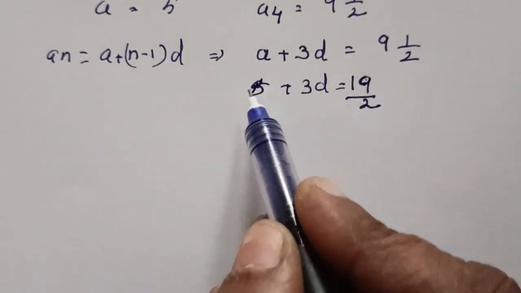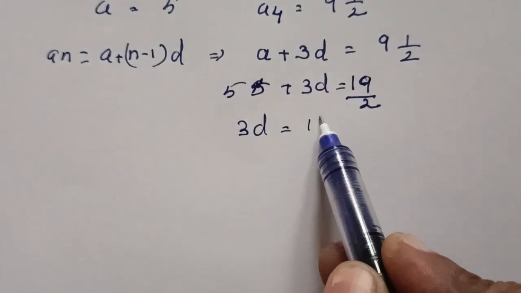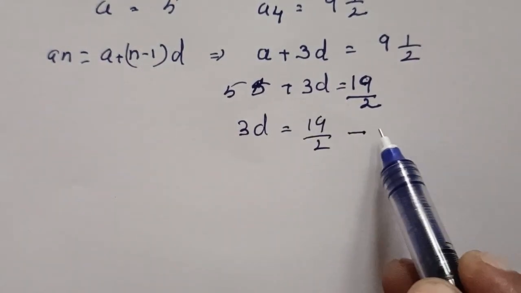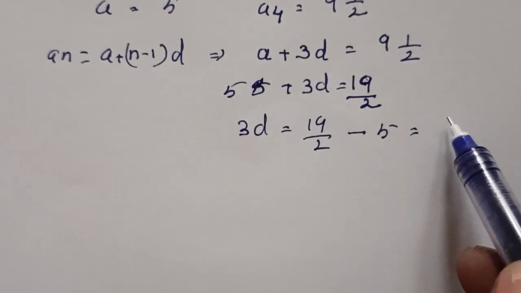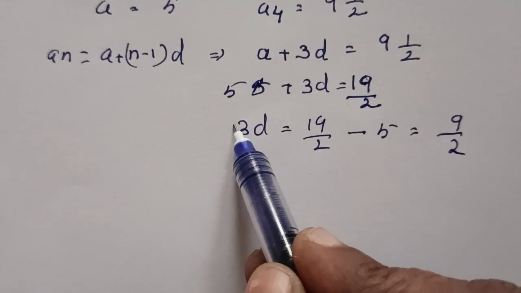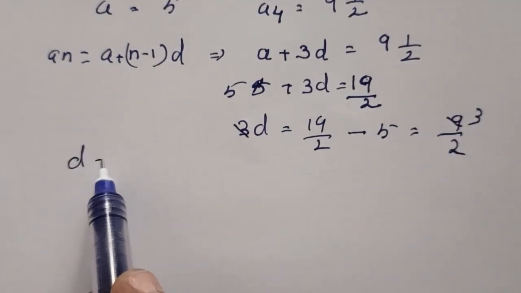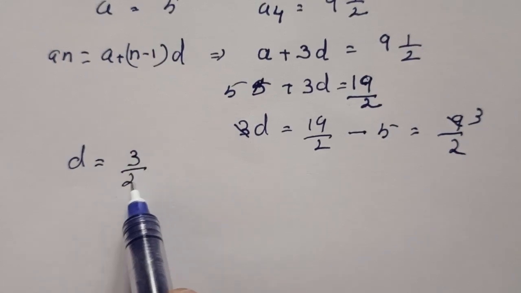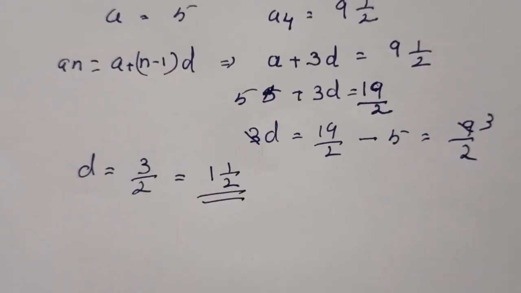Therefore we get 3D equal to 19 by 2 minus 5. That is same as 19 minus 10 by 2. 19 minus 10, that is 9 by 2. We can cancel 3 and 9, 3 times. Therefore we get D equal to 3 by 2, which is same as 1 and 1 by 2.